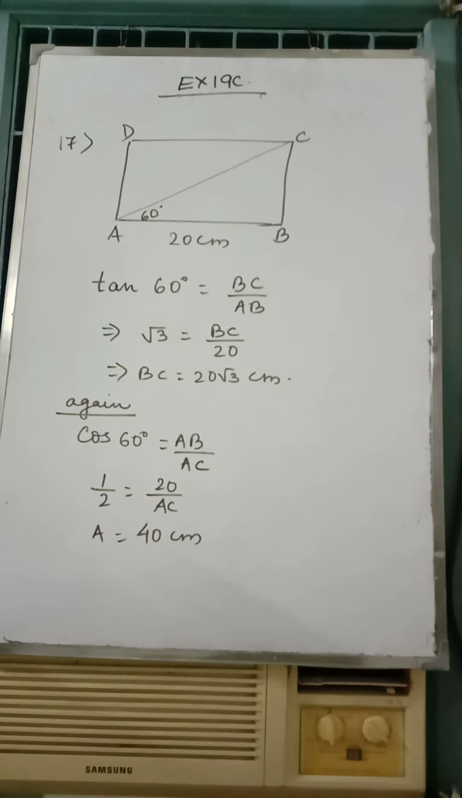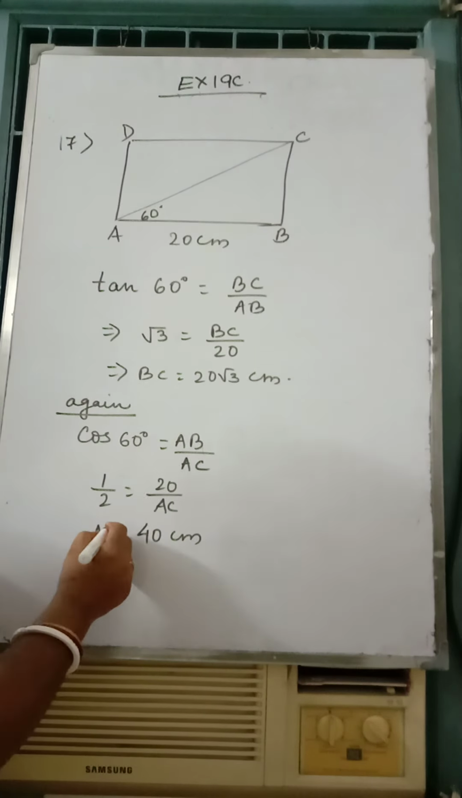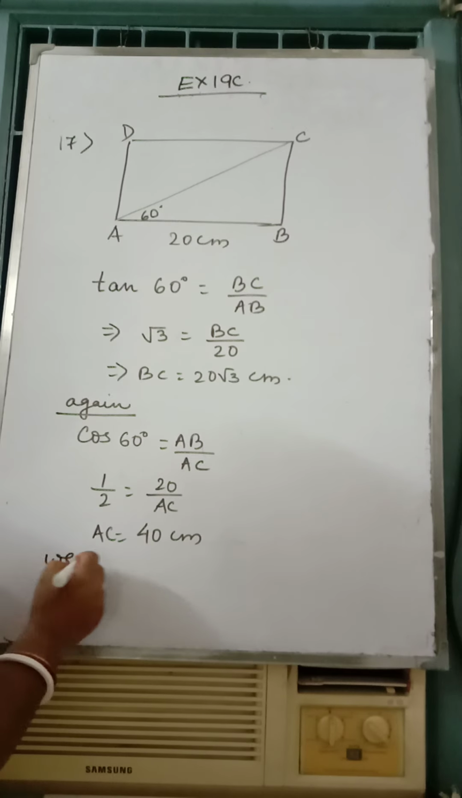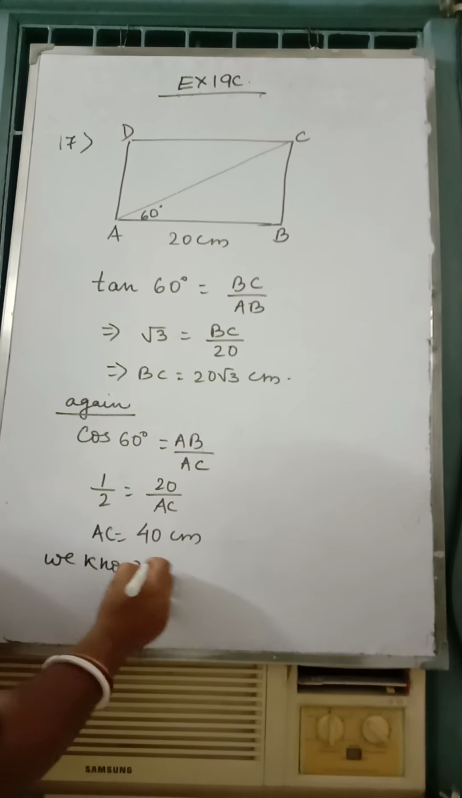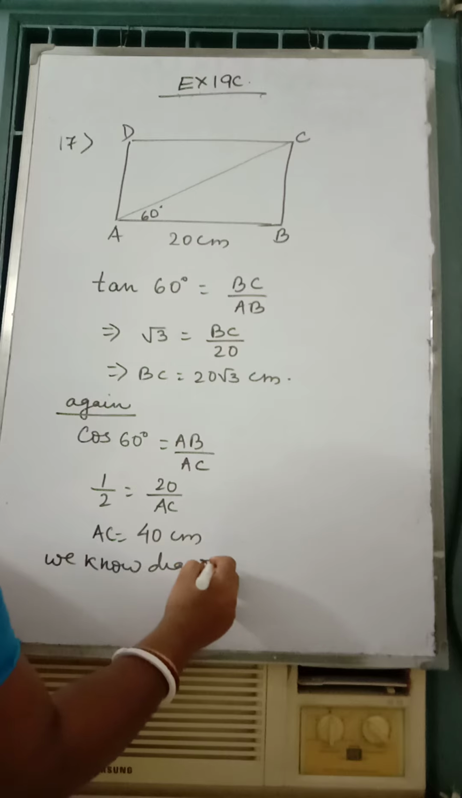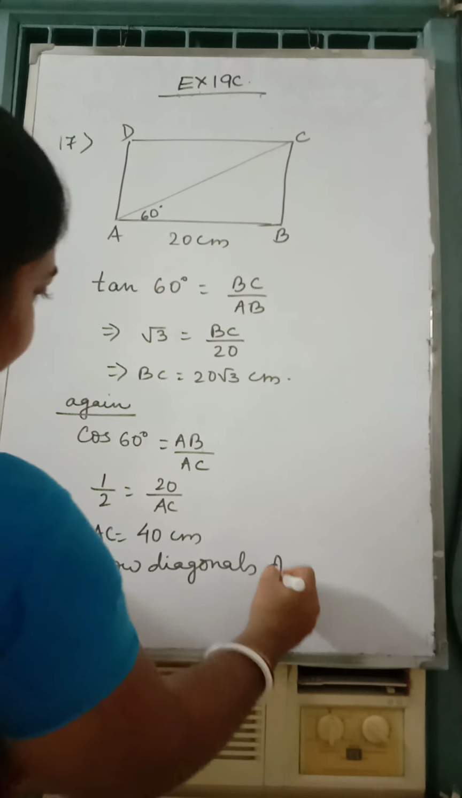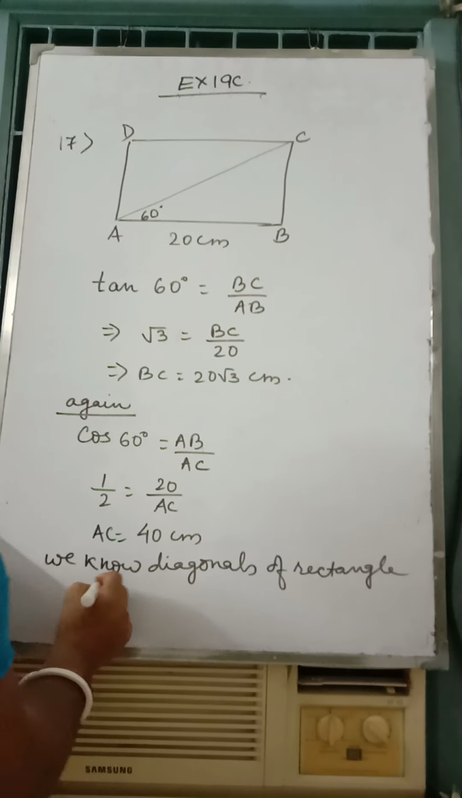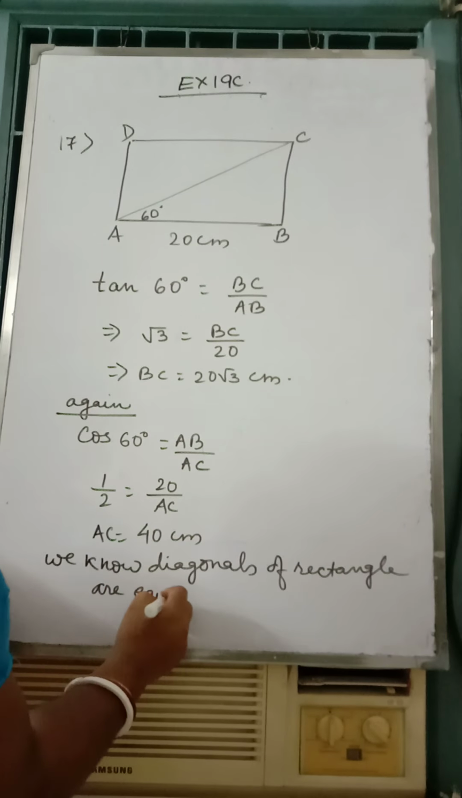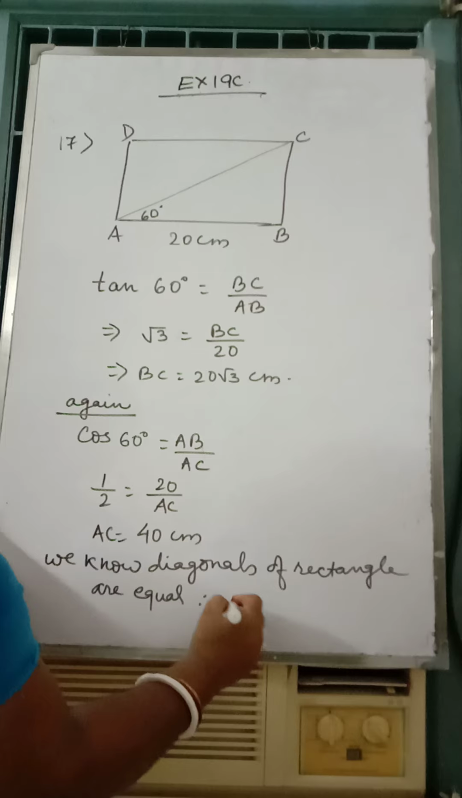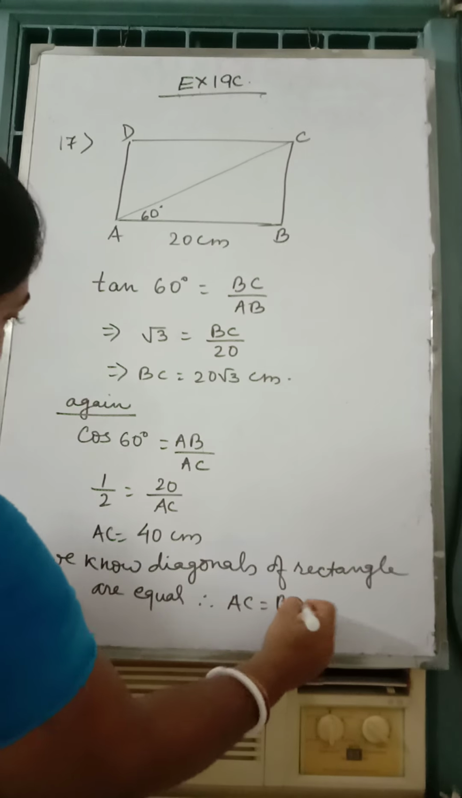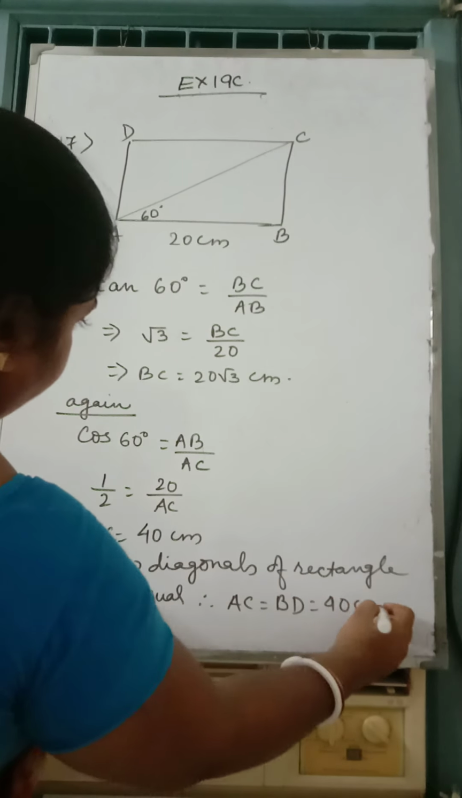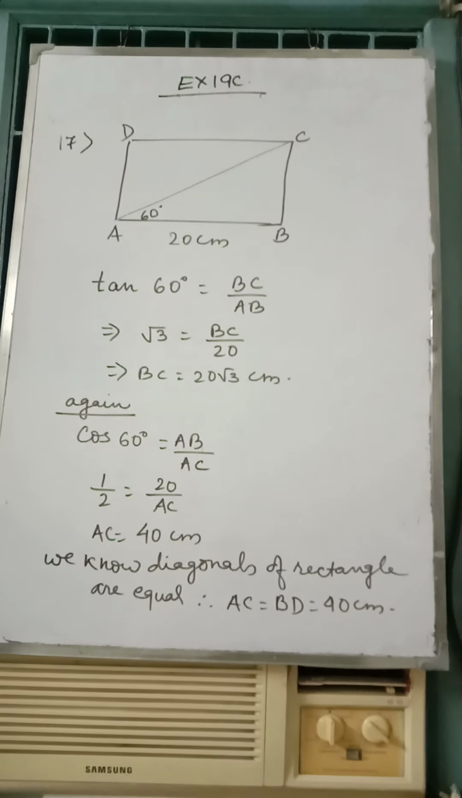Now in a rectangle, diagonals are same. We know diagonals of a rectangle are equal. So AC is equal to BD is equal to 40 centimeter. Question number 17.